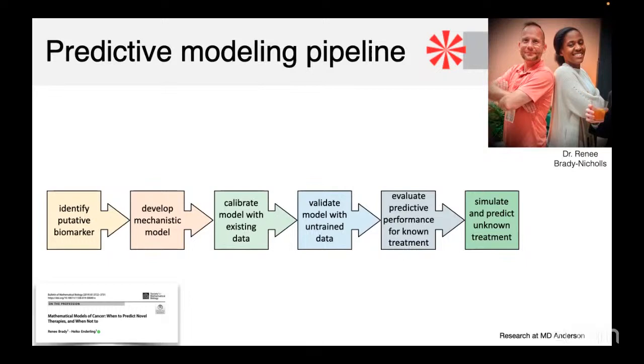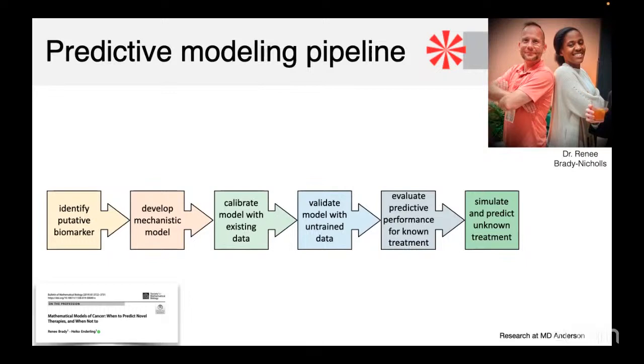Anyway, we wrote a paper called Mathematical Models of Cancer, When to Predict Novel Therapies and When Not to. So here's our proposed standard. We identify a putative biomarker. These are variables you can measure in clinical data samples. Develop a mechanistic model, calibrate the model with existing data, validate it with data it hasn't been trained upon, then evaluate the predictive performance for known outcomes.